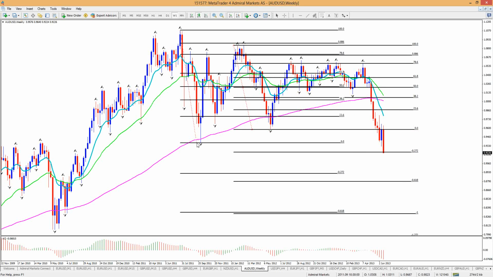I'd rather wait for, and this target, this fib is also maybe important. All right, you can see the reason why I had this prediction was clearly we had an impulse down here.